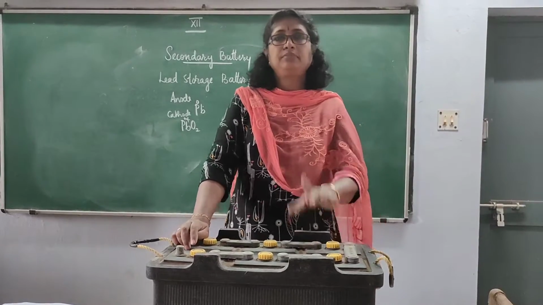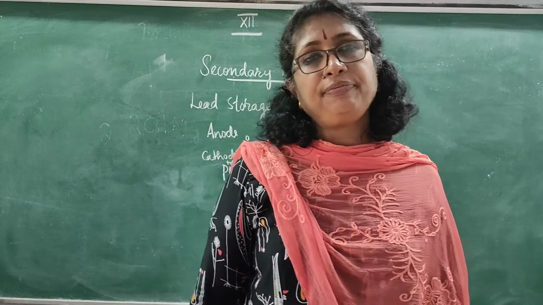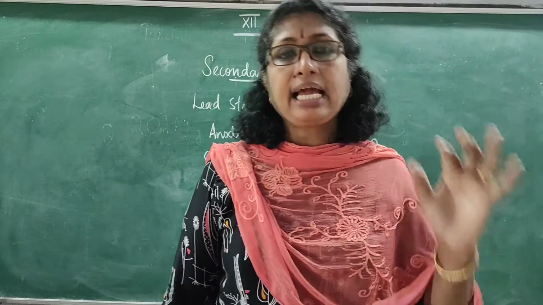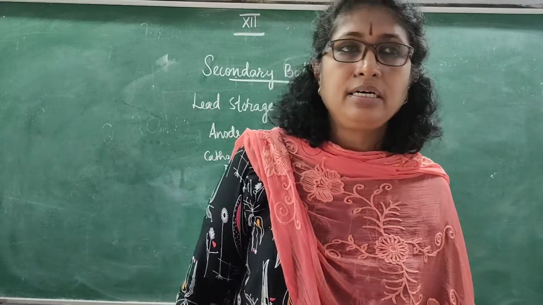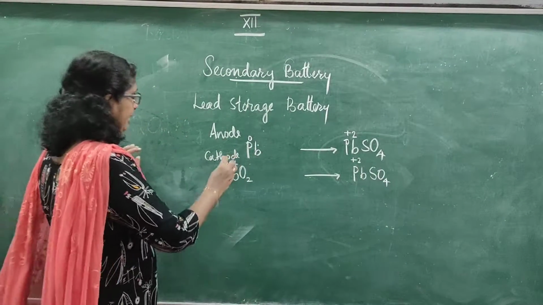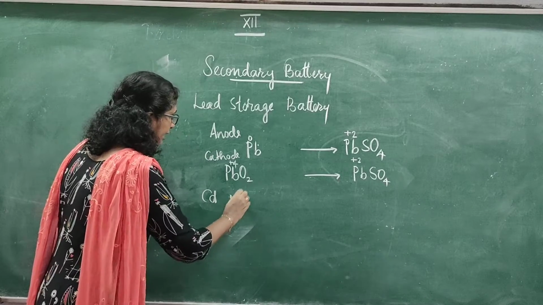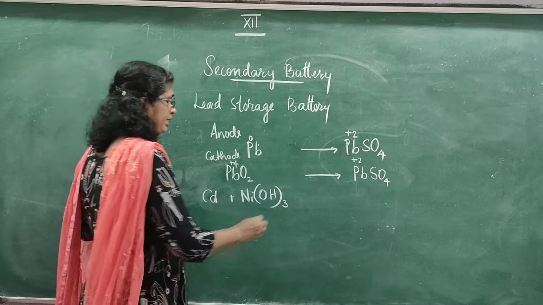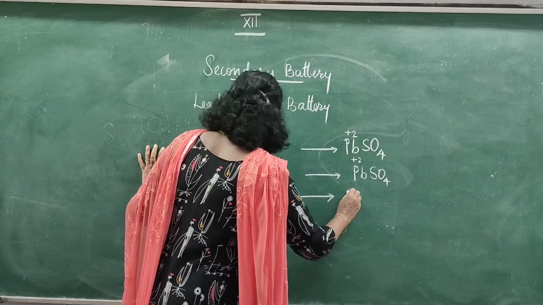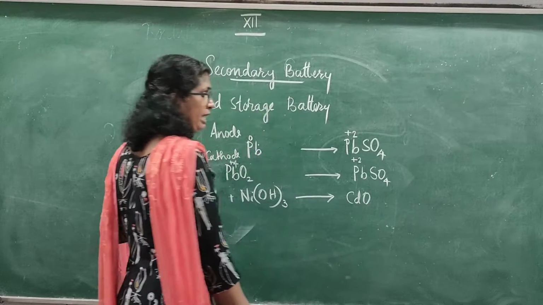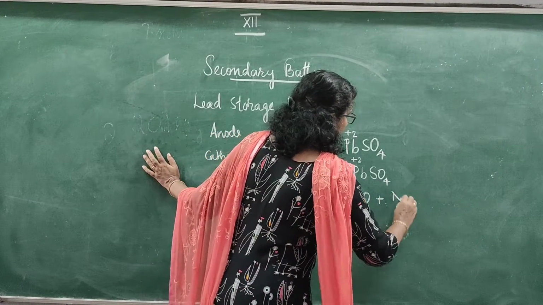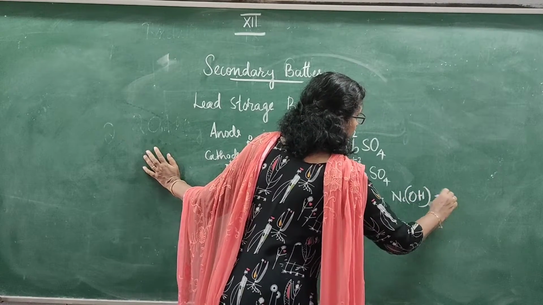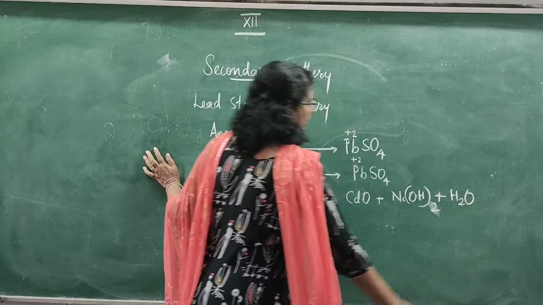Now the next type of secondary cell is the nickel cadmium cell. Cadmium, Cd, is the anode, and NiOH thrice is where the reduction will take place. Cd will be oxidized to CdO, cadmium oxide, and NiOH twice plus H2O is formed. This is the overall cell reaction taking place.